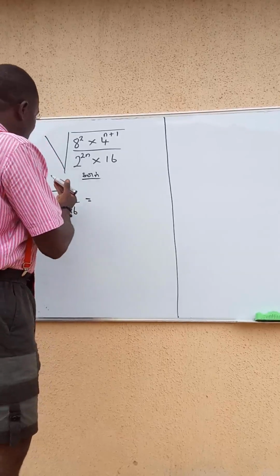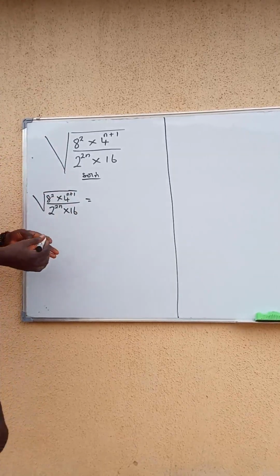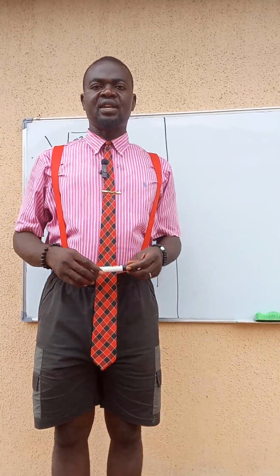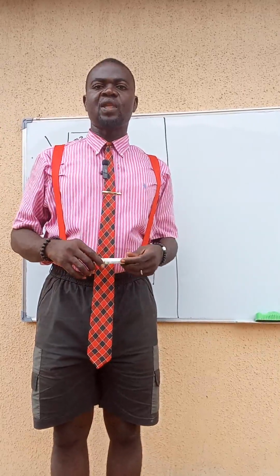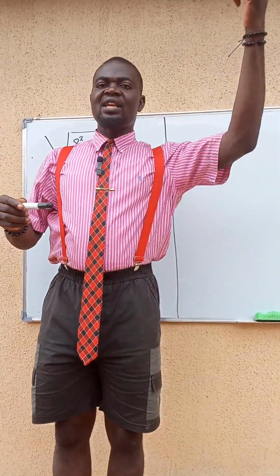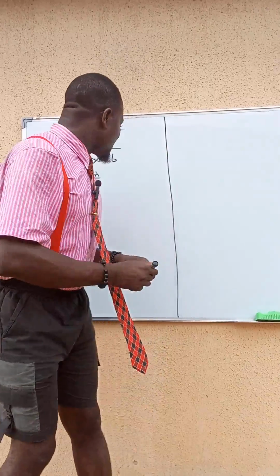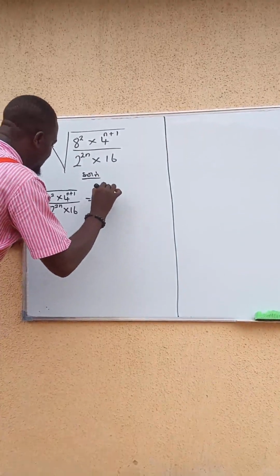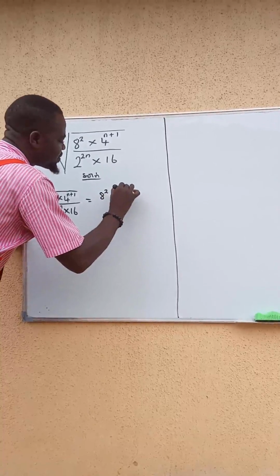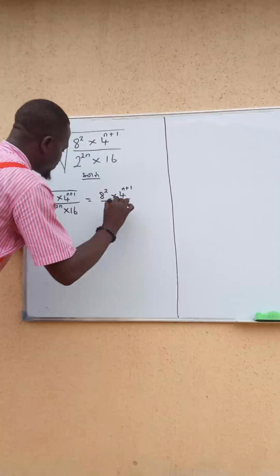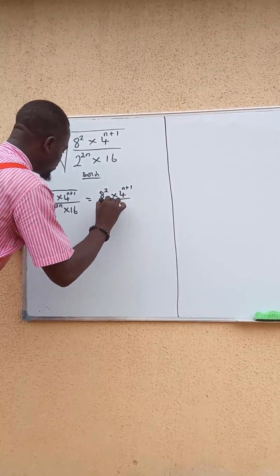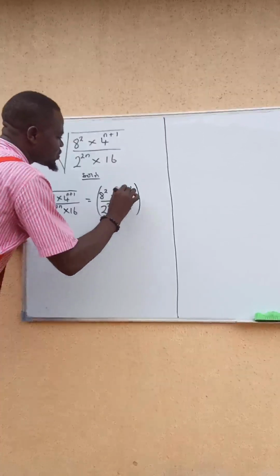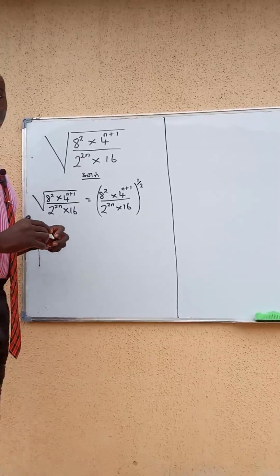Now, for me not to be writing this square root, I know that square root is power 1 over 2, cube root is power 1 over 3, fourth root is power 1 over 4, nth root is power 1 over n. So what I'll do here is to bring it like this. I'll write the same thing here: 8 raised to the power of 2 multiplied by 4 raised to the power of n plus 1 over 2 raised to the power of 2n multiplied by 16, all raised to the power of 1 over 2. That is what I just explained.